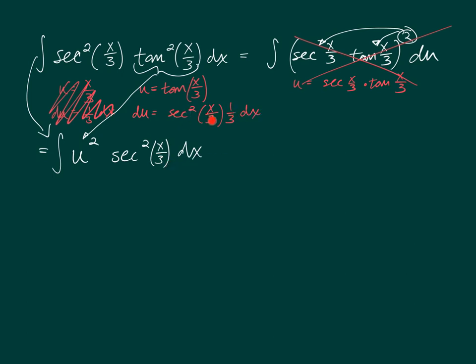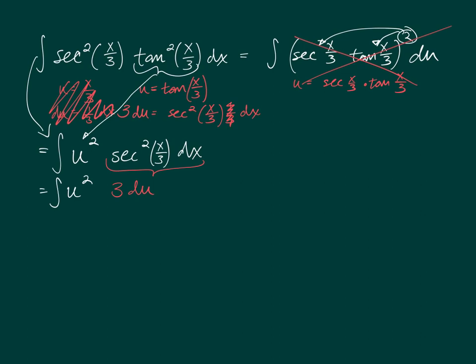Now it's really close over here. We just need the secant squared x over 3 dx, but we have this extra 1/3 being multiplied in here. So if we just multiply both sides by 3, we will have exactly what we need to make the secant squared x dx substitutable for 3 du. So all of this is going to turn into 3 du. We still have this integral u squared 3 du.